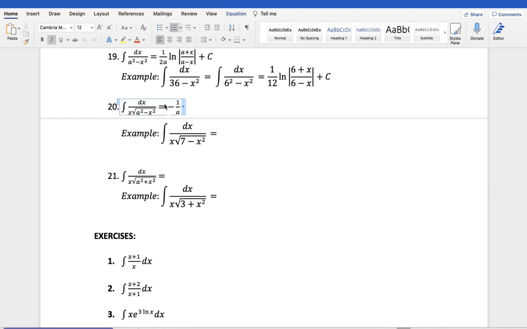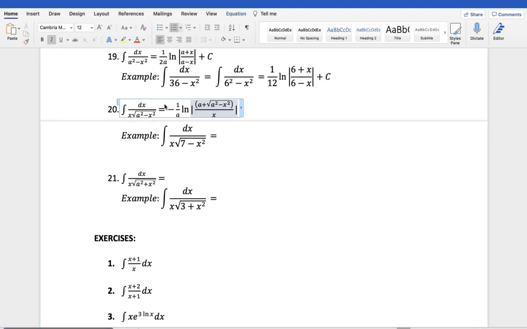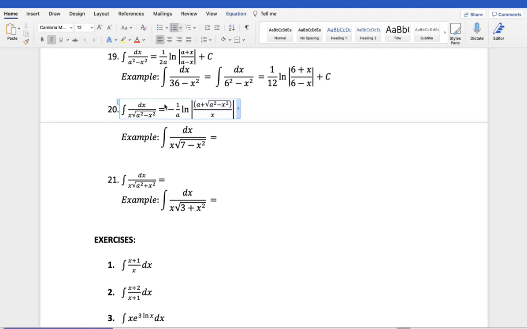For these types of integrals, the solution is equal to the general form of 1 over a multiplied by ln with the absolute value of a plus the square root of a squared minus x squared, divided by x, plus our constant of integration c.